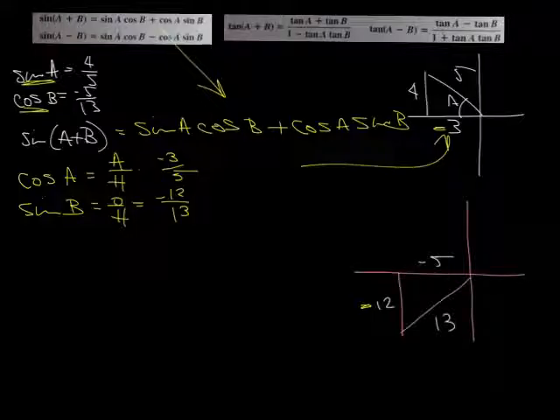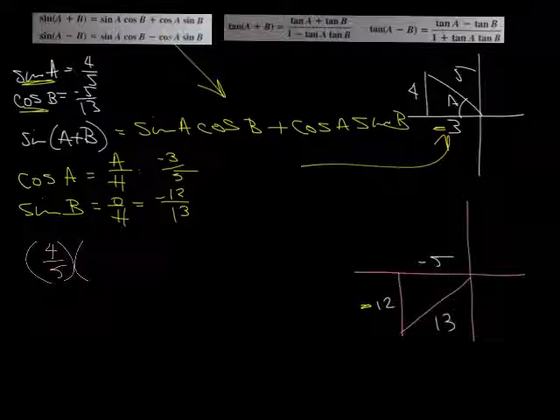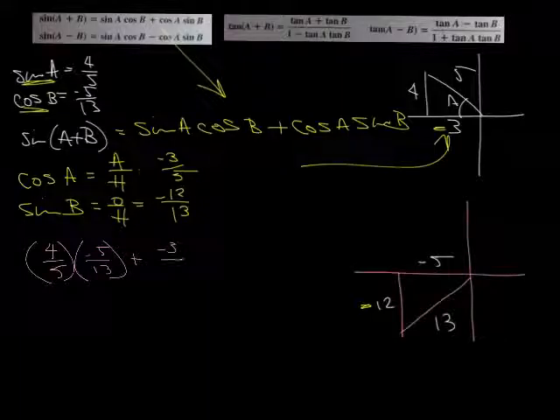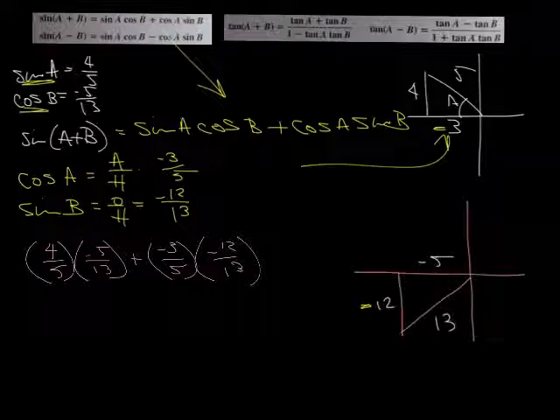And let's do this in kind of a pinkish purple here just to make it different. So we've got sine of a is 4/5. Cosine of b, negative 5 over 13. Cosine of a is negative 3/5. Sine of b is negative 12 over 13. So you're just going to multiply those together, add everything up, and you're good to go.